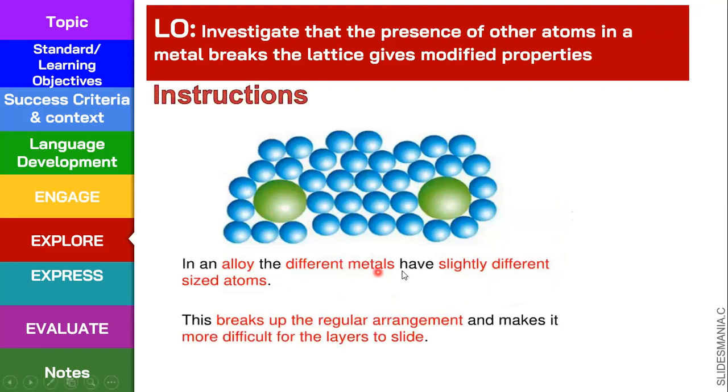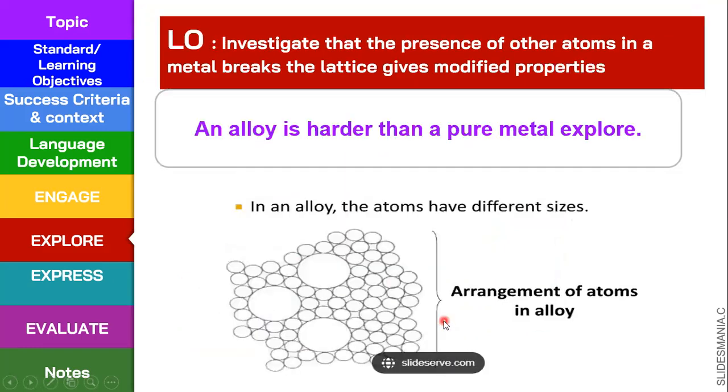So in an alloy, different metals have slightly different size atoms. This breaks up the regular arrangement and makes it more difficult for the layers to slide. So an alloy is harder than the pure metal. We can explore it, and the arrangement of atoms, different sizes, ensures the same thing.